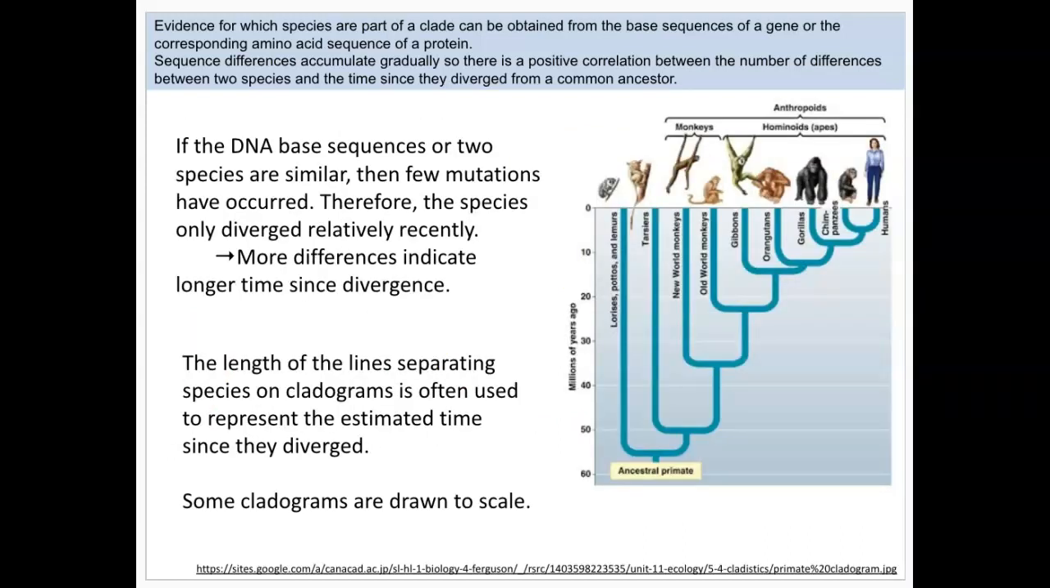Again, even if it does not show a time scale, it still is showing relative time. The longer the line, the more mutations have occurred because more time has passed. So the length of the line is still an estimate of time. Some cladograms are drawn to scale, but often they are not.